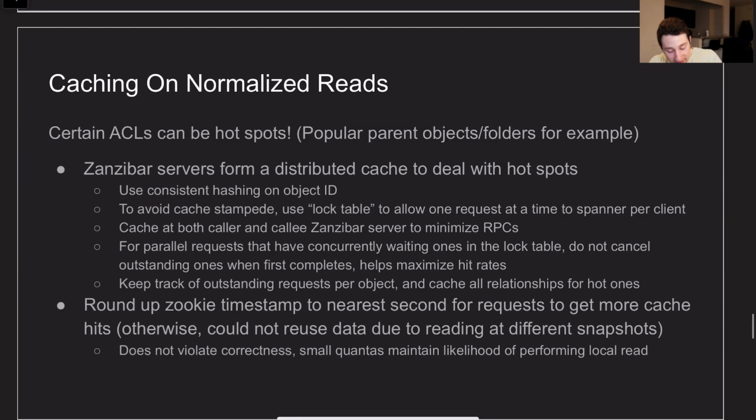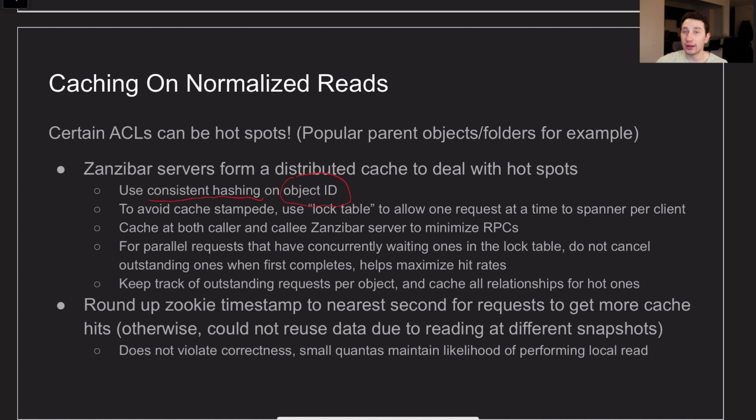So the way they do that is by using consistent hashing on the object ID, meaning that we know deterministically for a given object which server it's going to be cached on. This is going to increase our cache hit rate. And it's also just going to mean that if one of the Zanzibar servers goes down, we don't rebalance a ton of entries.